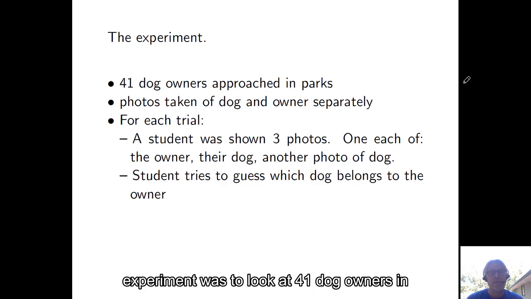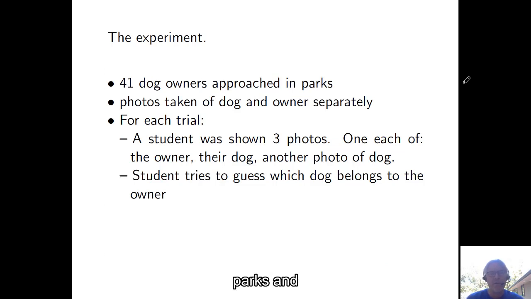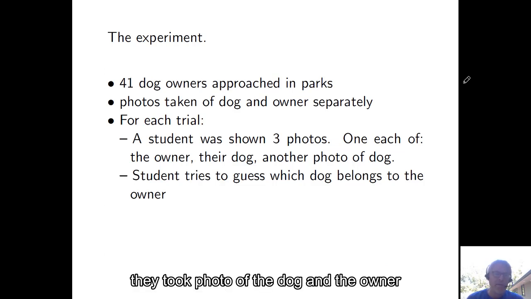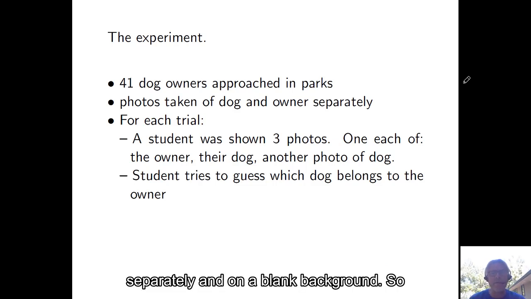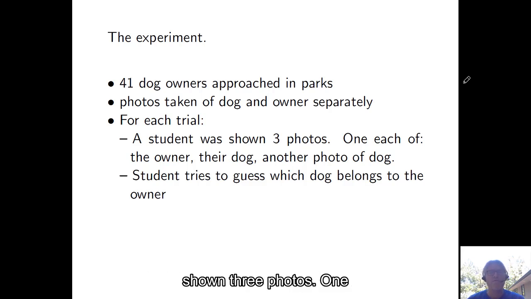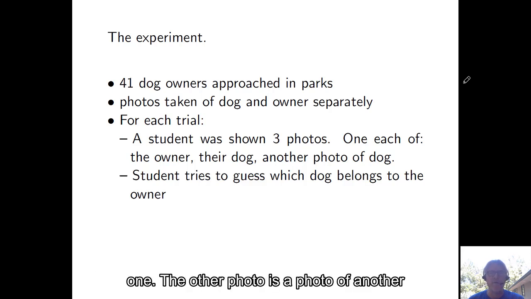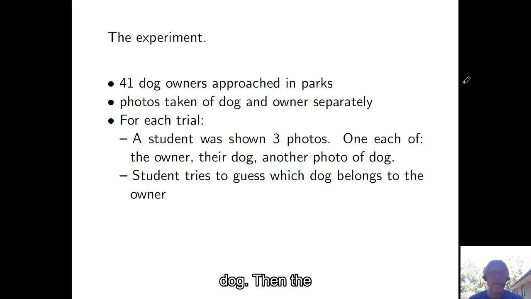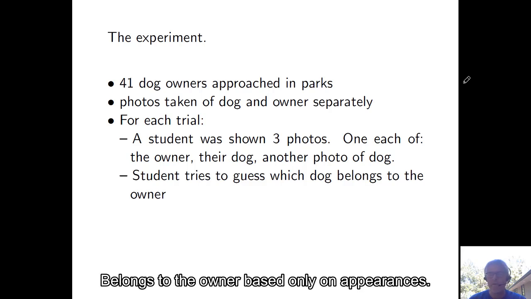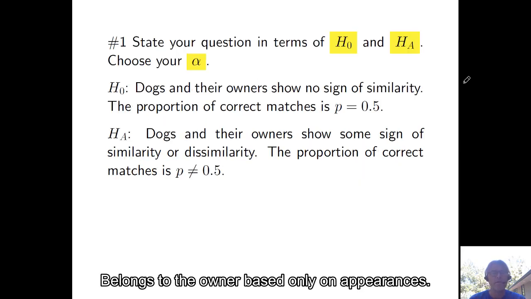The experiment was to look at 41 dog owners in parks, and they took a photo of the dog and the owner separately and on a blank background, so there's no sort of cues from the background. And then for each trial, a student was shown three photos. One had the owner, one had their own dog, and the other photo was a photo of another dog. And then the student tries to match which dog they think belongs to the owner based only on appearances.